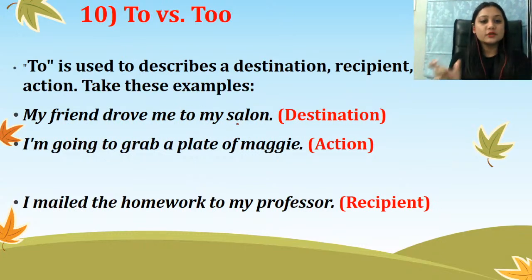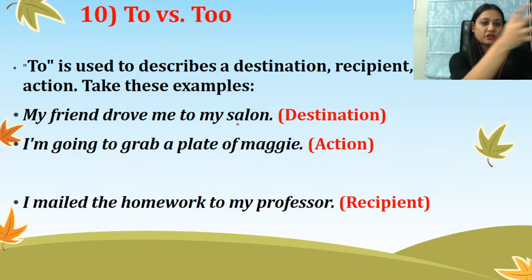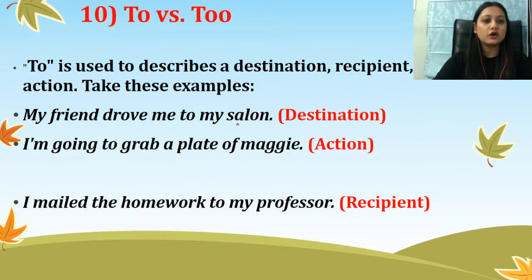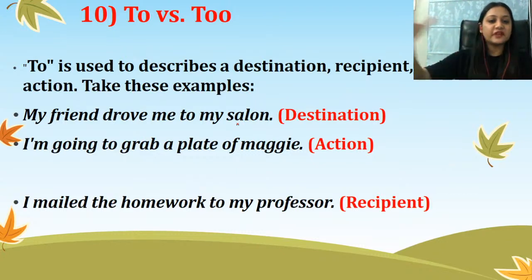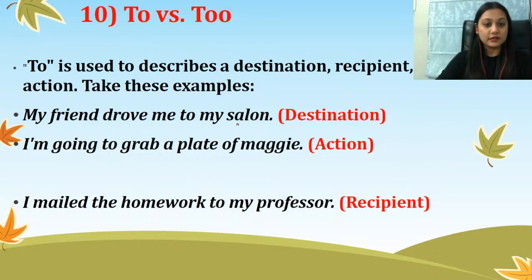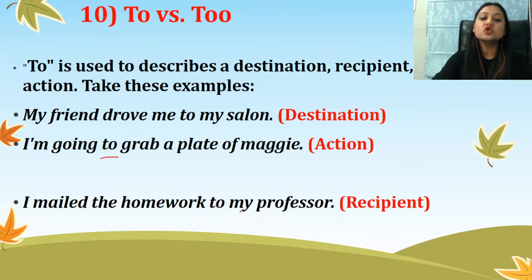To versus too. Now, "to" is used to describe a destination, like from here to here, or to talk about recipients, or an action. For example, my friend drove me to my salon, right? So from this place to this place, your friend drove you. I'm going to grab a plate of Maggie. So that is your action. I mailed the homework to my professor. So you have mailed your work to your professor.